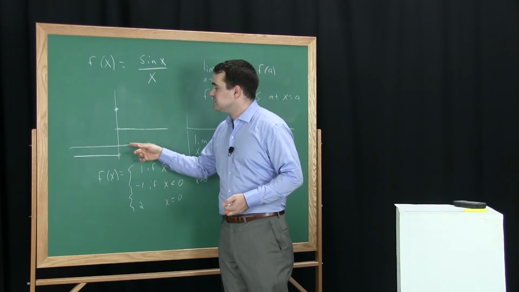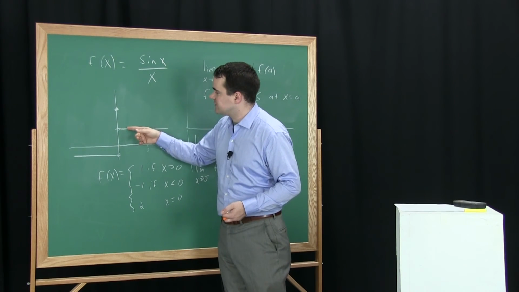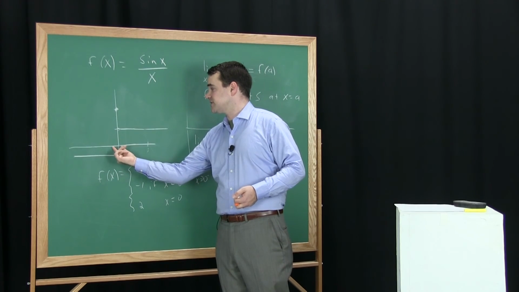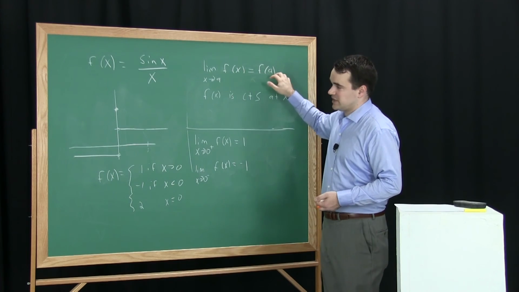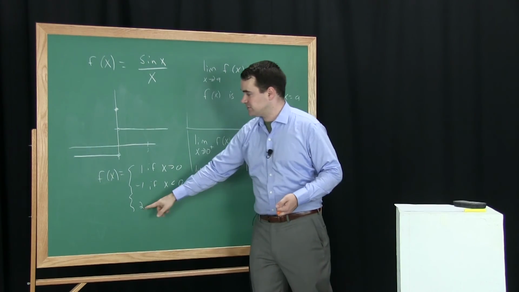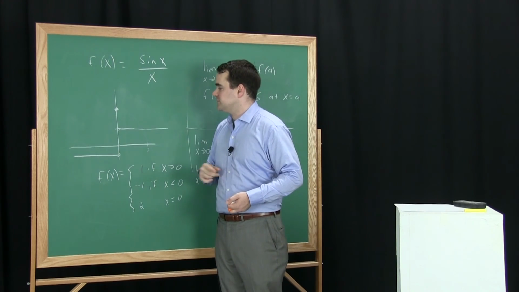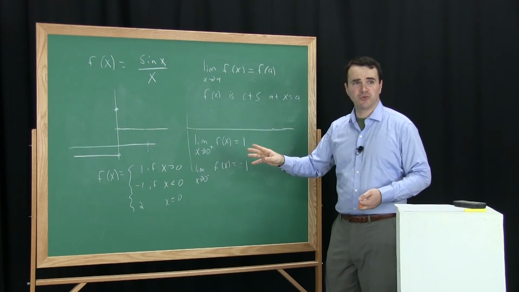And this function is not continuous at x equals 0 because the limit doesn't exist. So if the limit doesn't exist, then it can't be equal to f of 0 equals 2. But even the right-hand limit is not equal to 2, and the left-hand limit is not equal to 2. So there's multiple problems there.